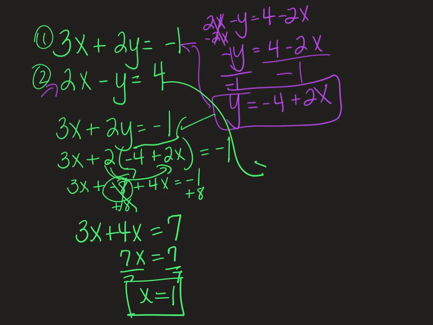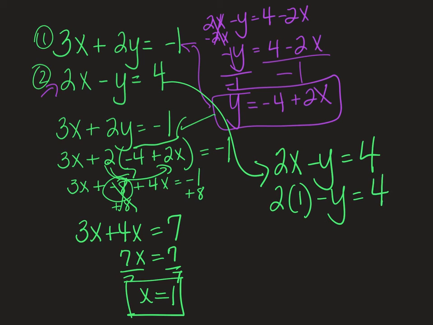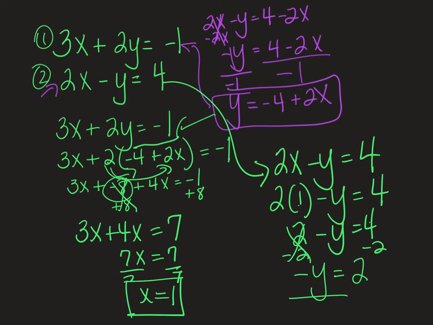I'm going to go ahead and choose the second one, which is 2x minus y equals 4. So 2 times 1 minus y equals 4. 2 times 1 is 2, minus y equals 4. I'm going to take this 2 over through its inverse operation, which gives a negative y equals 4 plus a negative 2, which would be 2. Divide both sides by negative 1. Y equals a negative 2. There you have it: 1 and negative 2.